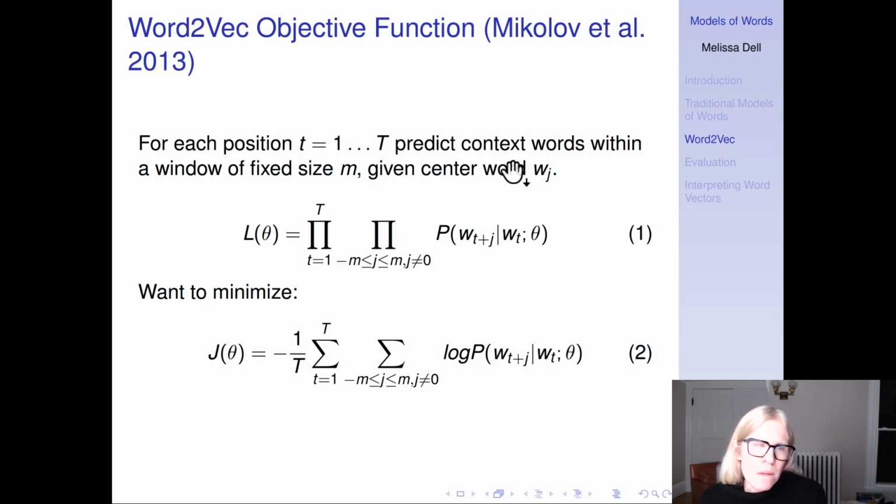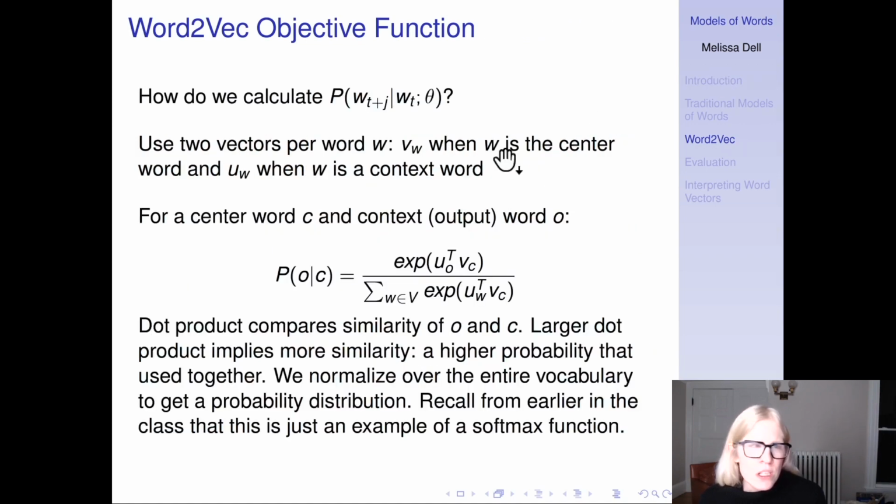All right. And so the objective function of Word2Vec is shown here. For each position, we want to predict the context words within a window of fixed size M around a center word, which we'll call WJ. And so we want to minimize negative log likelihood. And the question is, how are we going to calculate the probability of the context words given the center words?